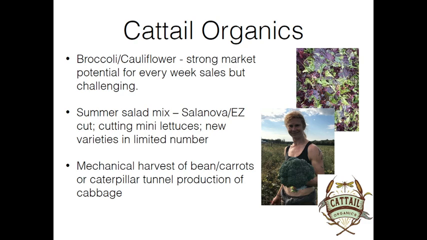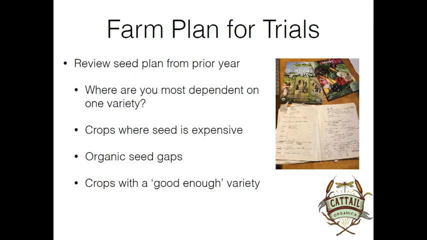Okay, so these are the ones that I just talked about, and then the farm plan for trials. Julie's taking over in just a minute here. But when Kat goes to plan a trial, the things that she recommended are reviewing her seed plan from the year before, so looking at the notes that she had taken on different crops throughout the season. And then going back to this idea of redundancy that we talked about earlier, there might be a variety that you are particularly dependent on.